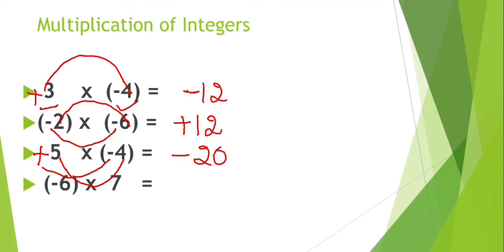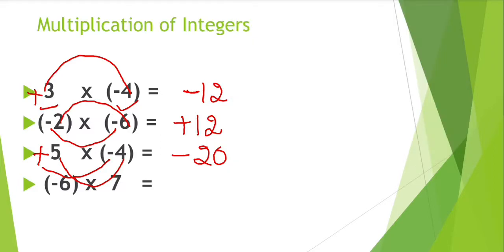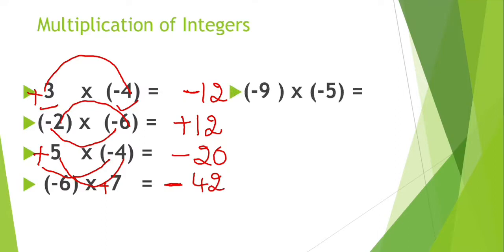Similarly, minus 6 into 7. Here in front of 7 there is no symbol, then we have to treat it as plus. Now minus into plus is minus, 6 sevens are 42. Like this we get the number. And minus 9 into minus 5. Here also minus into minus. First we have to multiply the symbols. Minus into minus is plus. 9 5s are 45. So our answer becomes plus 45.